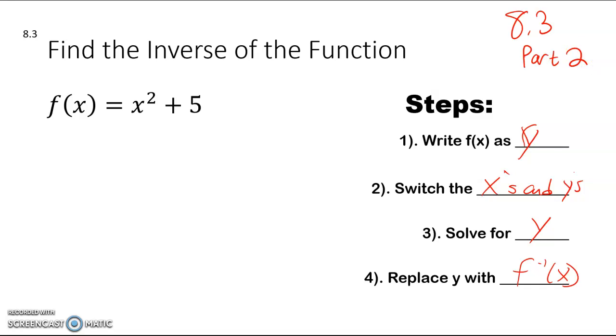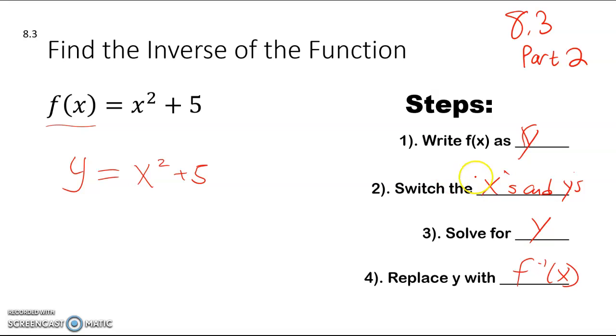Now, finding the inverse of a function, the idea is actually fairly simple. You have a function, usually written out as f of x equals x squared plus 5. You replace that f of x with a y, so you write y equals x squared plus 5. And the whole idea with inverses is you essentially just swap places of the x's and the y's, and then you solve that equation for y.